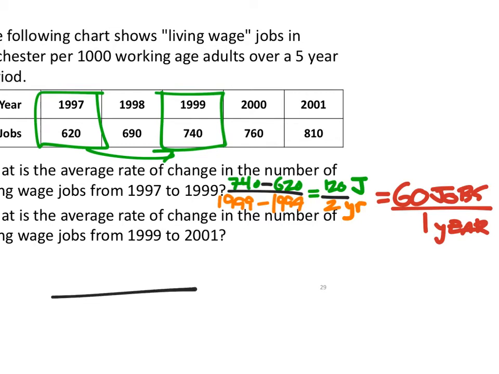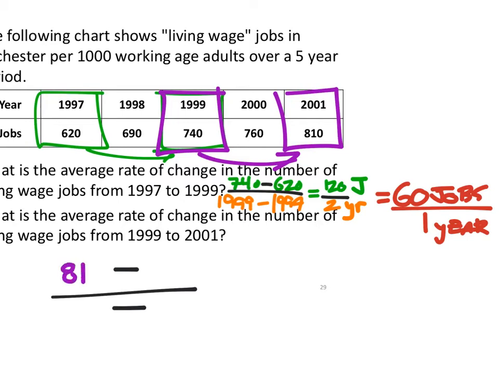So the rate of change on this one, next up, 99 to 2001, right? Different numbers, the process is the same. We got to figure out how much changed from 740 to 810. And again, not everyone needs this, but if you want to use a slope formula, you could, because rate of change is slope. 810 minus 740, which comes out to 70. So 70 jobs, again, I'll just put a J there for now. And that was in 2 years right there, right?